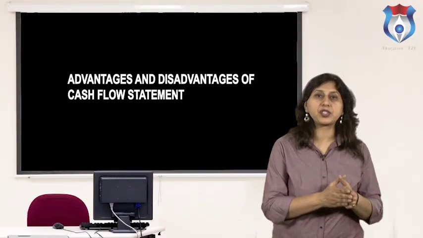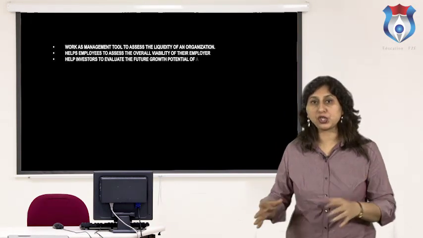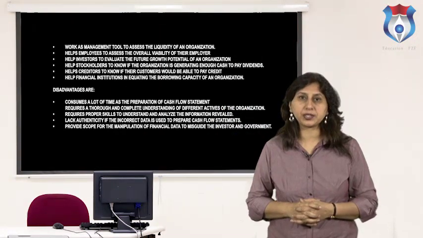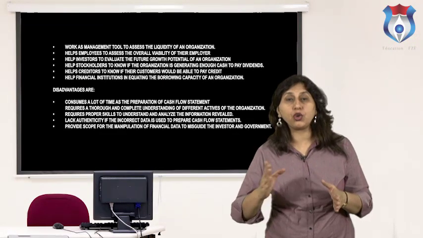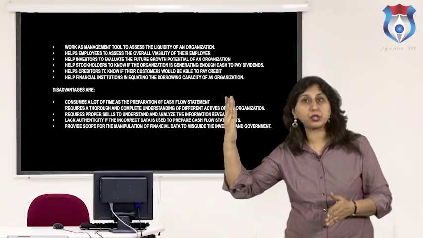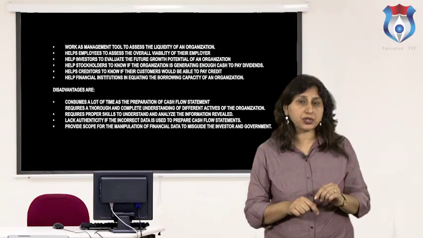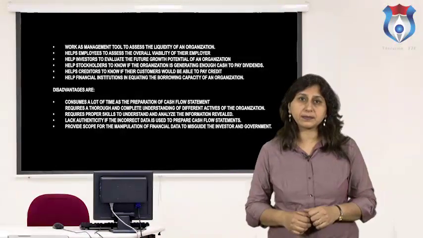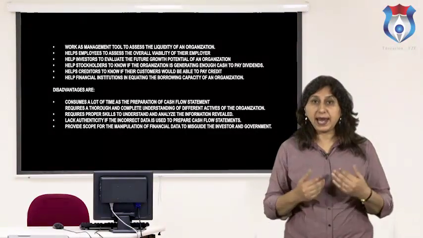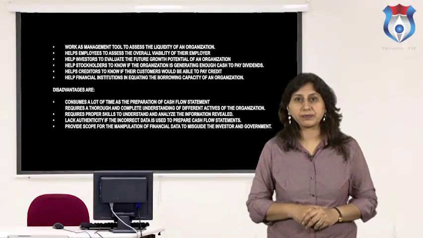Advantages and disadvantages of the cash flow statement. The cash flow statement has several advantages, which are: it works as a management tool to assess the liquidity of an organization, helps employees to assess the overall viability of their employer, helps investors to evaluate the future growth potential of an organization, helps stockholders to know if the organization is generating enough cash to pay dividends, helps creditors to know if their customers would be able to pay credit, and helps financial institutions in equating the borrowing capacity of an organization.